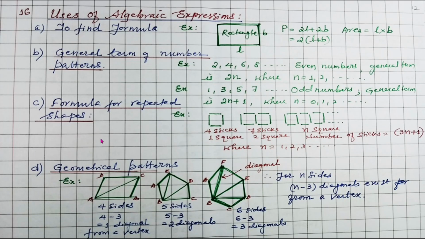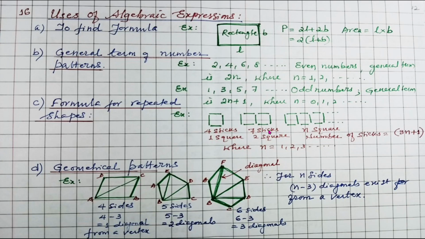Now formula for repeated shapes. Now we have the shapes here. We have formed a square with 4 sticks, and 2 squares with 4 plus 3, 7 sticks, and 3 squares with 3 plus 3, 6 plus 3, 9 plus 1, so 10 sticks. Now if you want to generalize that, let us assume that n is equal to 1 and the generalization is 3n plus 1. Put n is equal to 1, n is the number, please remember n is a variable, and therefore I can put n as 1.